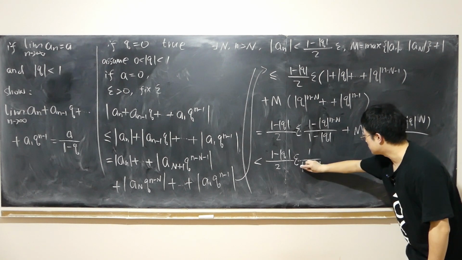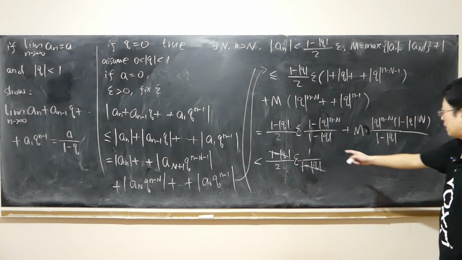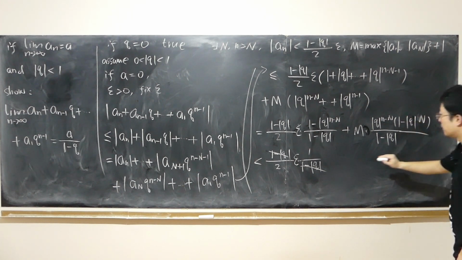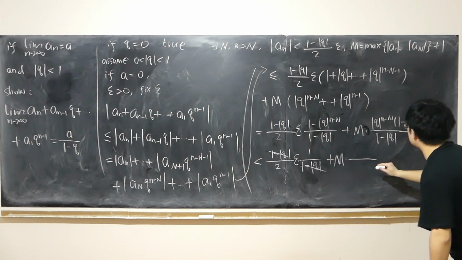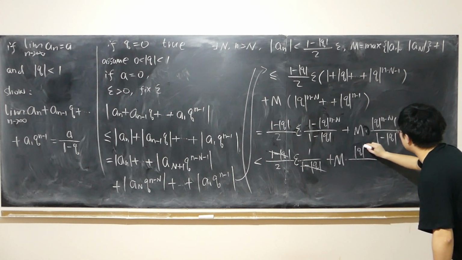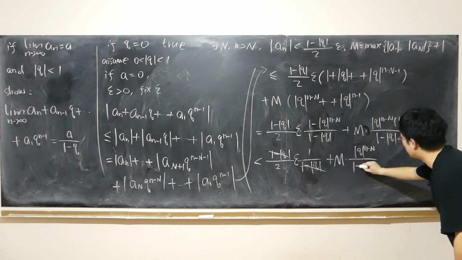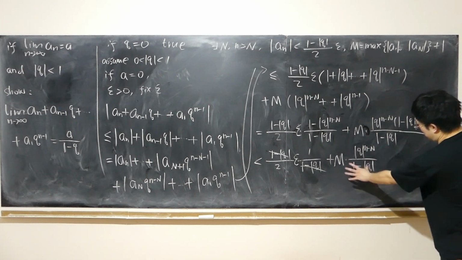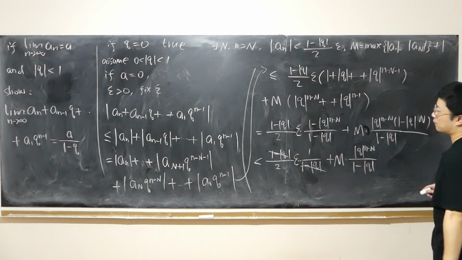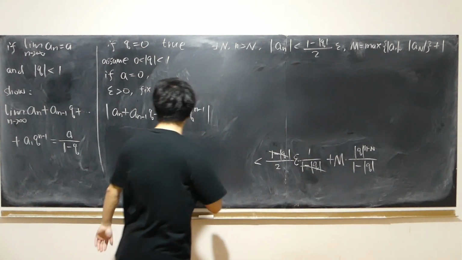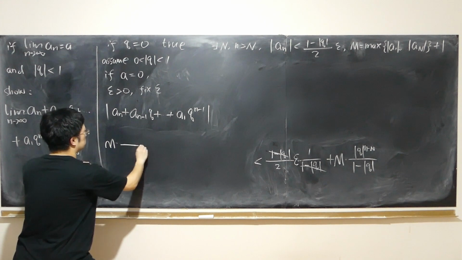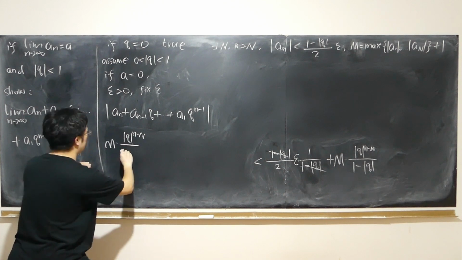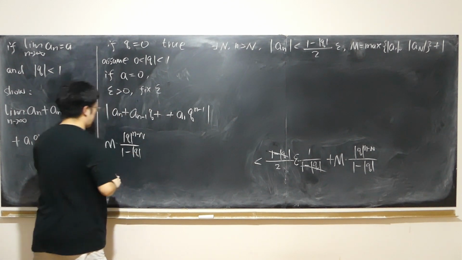And so that this part can be cancelled out. Half epsilon. So I can just get rid of this term, right? Make it a little bit bigger. Capital M times |q|^(n-N) times 1 over 1 minus |q|. And so all I need to do is to make sure this part can be small enough when n is big enough. So this part, M times |q|^n minus N over 1 minus |q|, right?